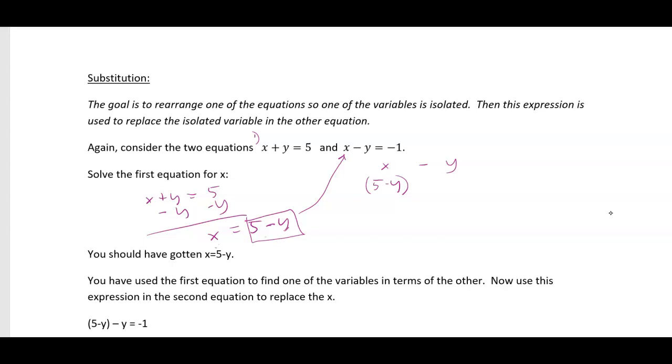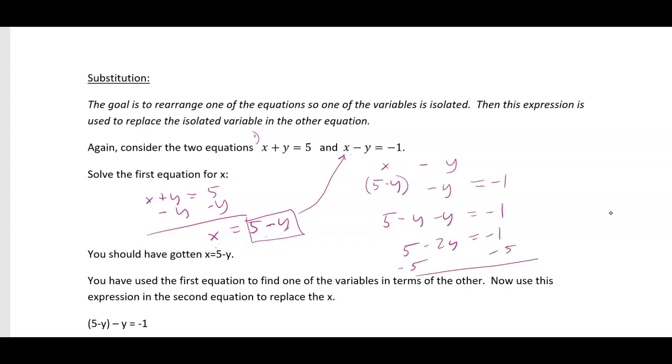Now I have a replacement for x, and what I can do is replace the x in this equation with this, and what you'll see is I end up with an equation with just one variable, and everything else is numbers. That means I can solve it. So 5 minus y equals -1. 5 minus 2y equals -1. Subtract 5 from both sides, subtract 5.